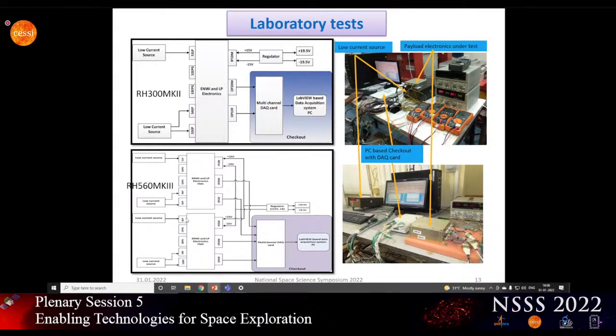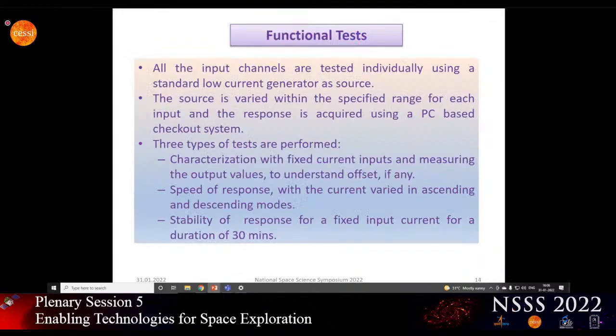So these are some of the pictures. For RS560 Mark III, as already mentioned, we had two sets of probes, going for a stacked level of electronics, almost similar. But during the test, it is double the effort. We have to test all these channels for the varied current ranges, and the data is saved in the checkout PC.